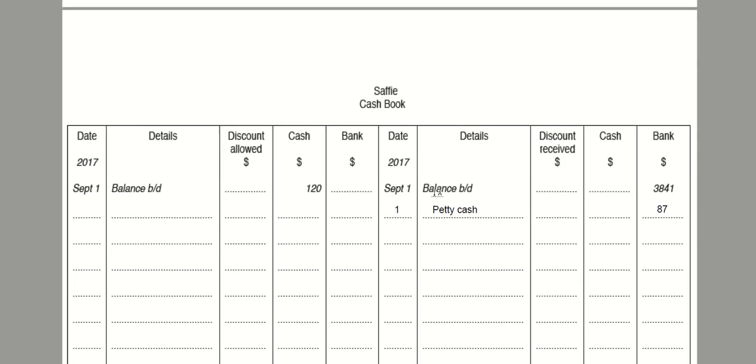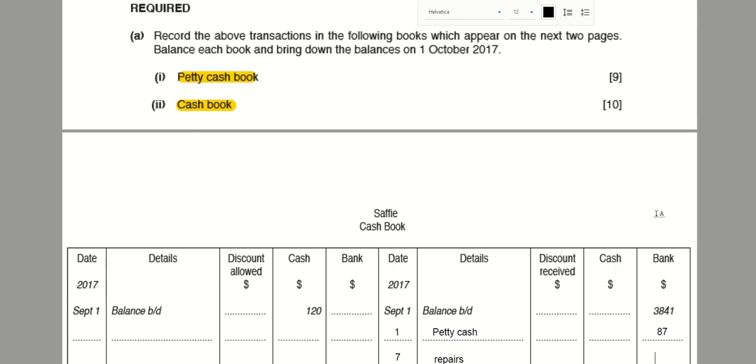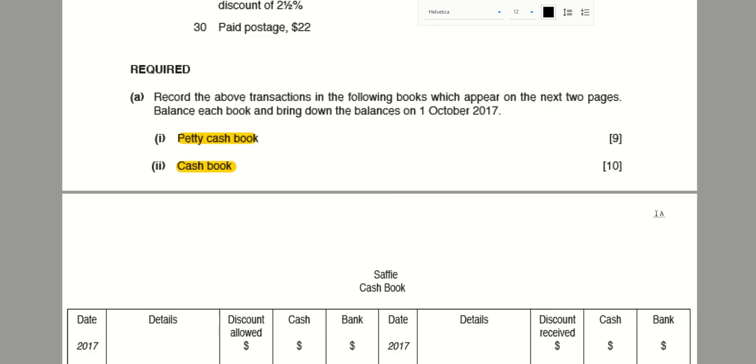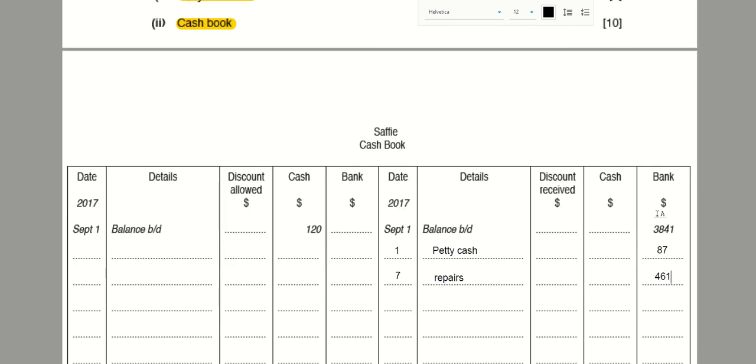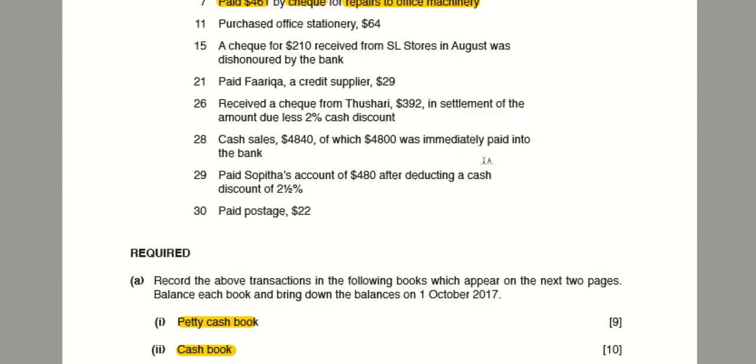On the 7th, we paid for the repairs, so we'll just write repairs, and we paid it by check. So in the bank column we'll put the amount. We'll go up and check again. It's 461. So we're going to enter a payment of 461. So bank decreased by 461, and the details is repairs. Let's go to the next one.